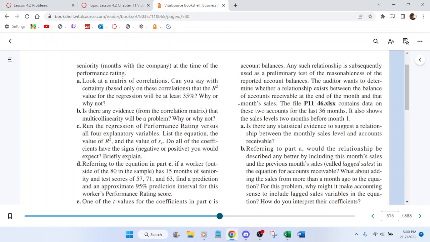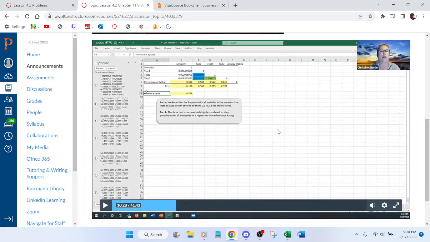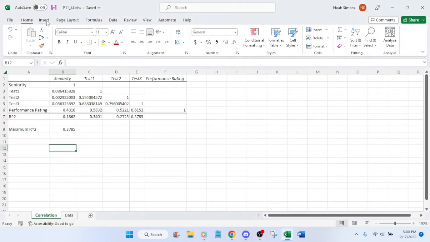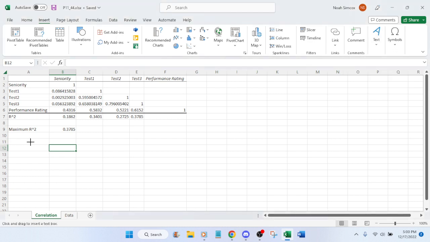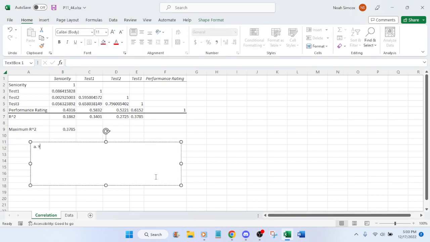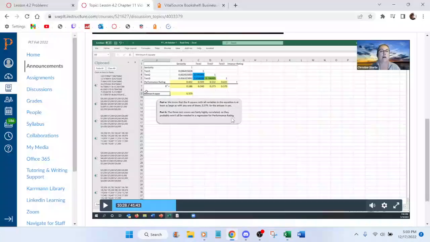A, yes. One of the R squared was above 35%. I mean, that's what I'm getting from that. It's worded very weirdly in the answer.